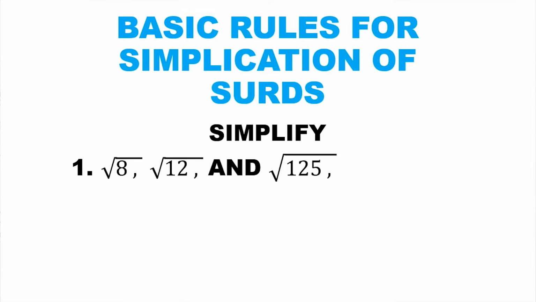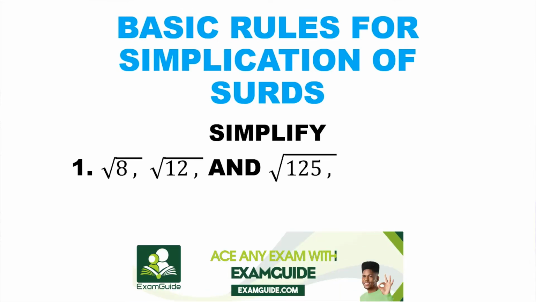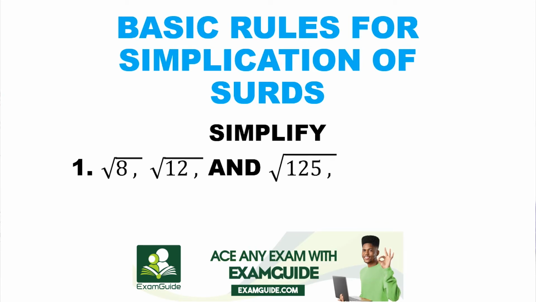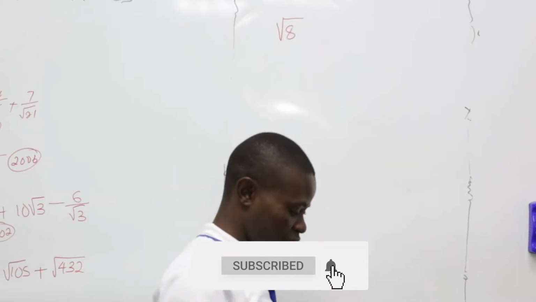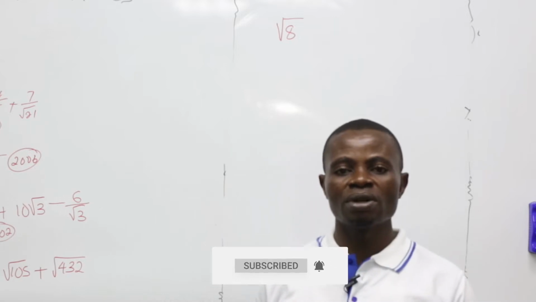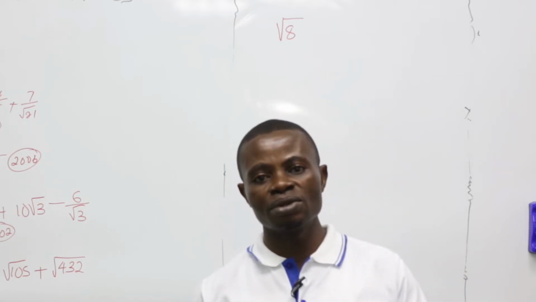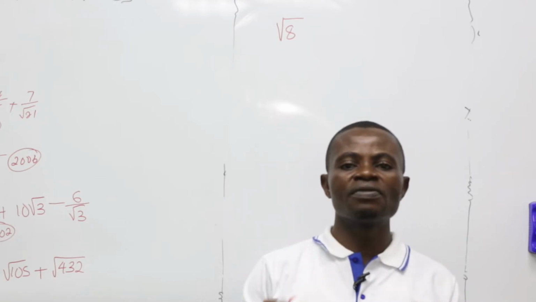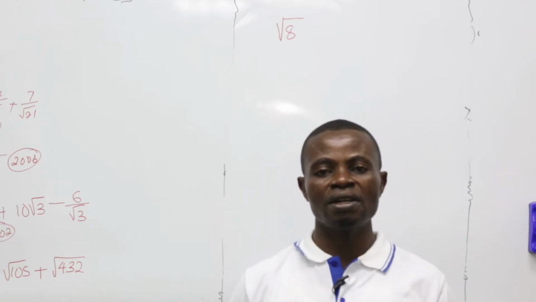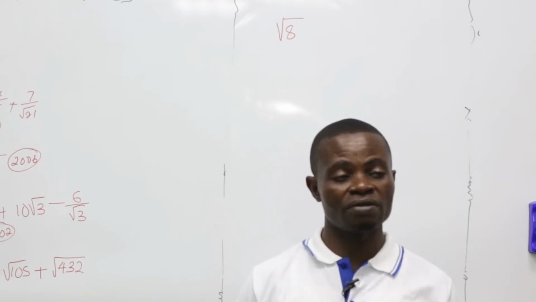Basic rules for simplification of surds. This is the foundational aspect of this topic. There are some rules or some things you need to know. Let's say simplify root 8. When you are solving surds, our interest in the root is: is there any number that can be a perfect square in that given square root? If yes is the answer, break it down to take the square root of that particular number.